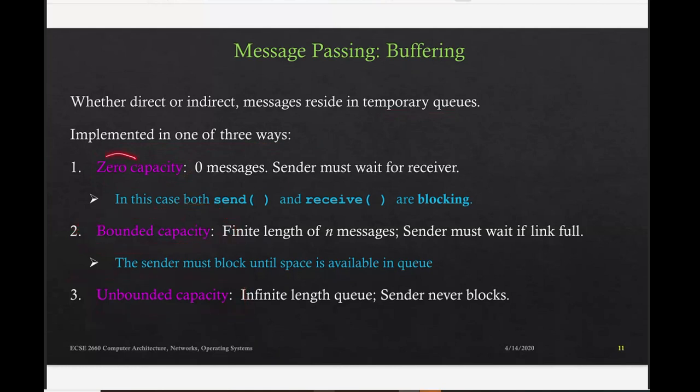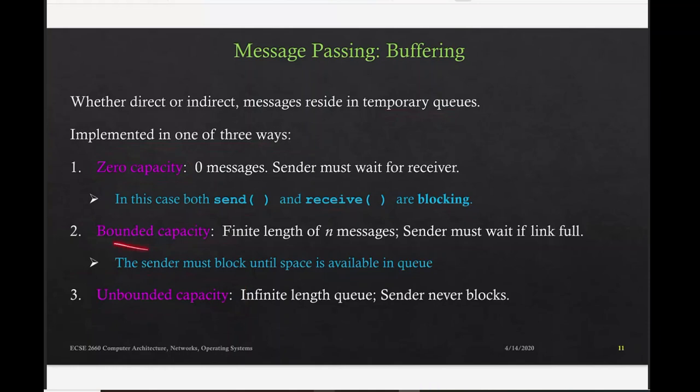If it is a zero capacity buffer, then the queue has a maximum length of 0, which essentially means that the link cannot have any messages waiting in it. So in this case, obviously the sender must block until the receiver receives the message. And because of this, only one message can be sent at any given time. Again, we are using both the send and receive system calls, and both are blocking. The maximum length is 0 messages.